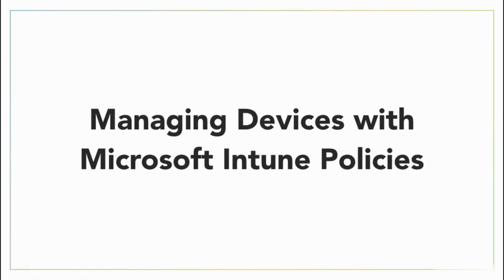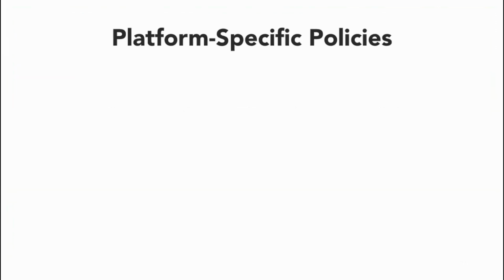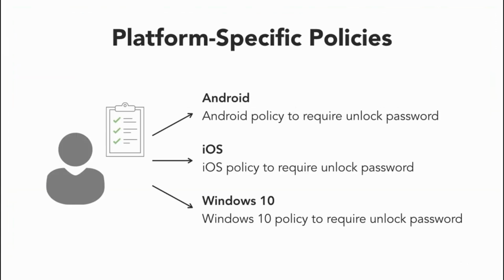Let's now review the functionality and protection offered by Intune policies. Intune provides built-in policies that you can configure and deploy to your enrolled devices. The built-in policies include hundreds of device settings for different platforms such as Windows, Android, and iOS. And because the various platforms offer different functionality, one generic policy for all platforms cannot be used. Therefore, you'll need to create policies for each different device platform that you use in your organization.